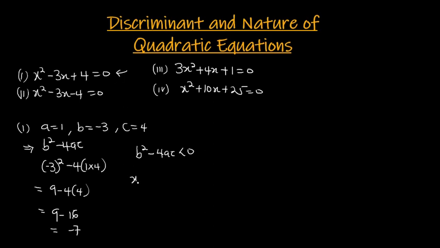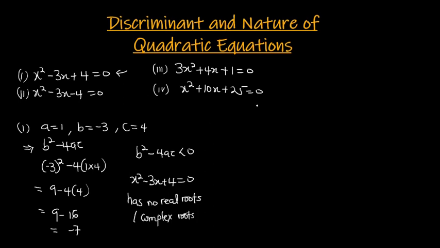So x squared minus 3x plus 4 is equal to 0 has no real roots, or it has complex roots. It has complex roots. It means you're going to be getting a complex number. You will be having a negative under the root sign.